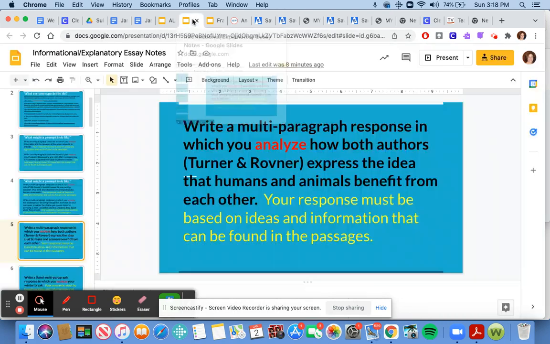So when we look at this prompt, we have to go back to Hachiko and Pet Therapy. And we have to analyze how two different authors express the idea that humans and animals benefit from each other. And we can't make anything up because our response has to be based on ideas and information found in those passages. Okay? And I did want to point out this red word, analyze.